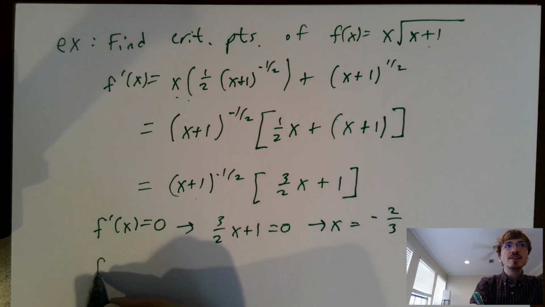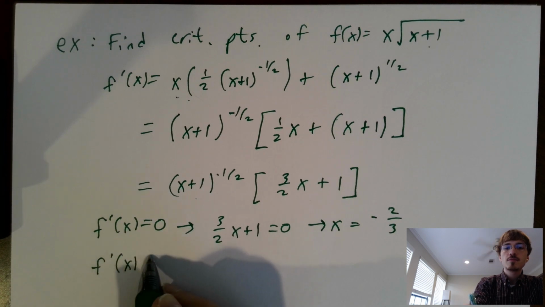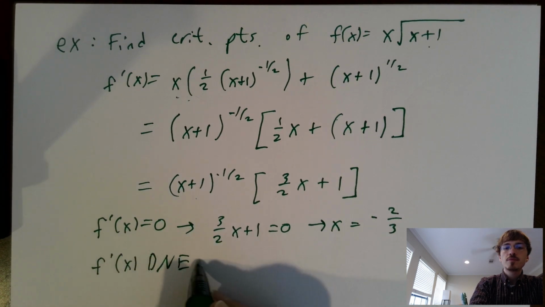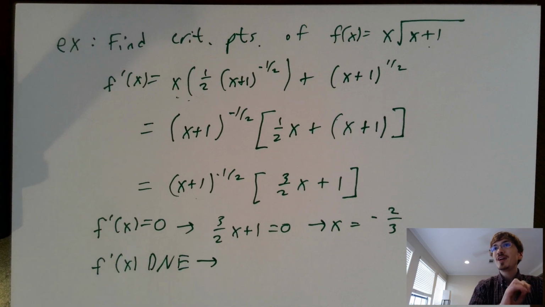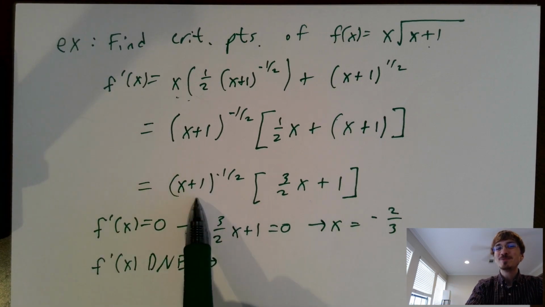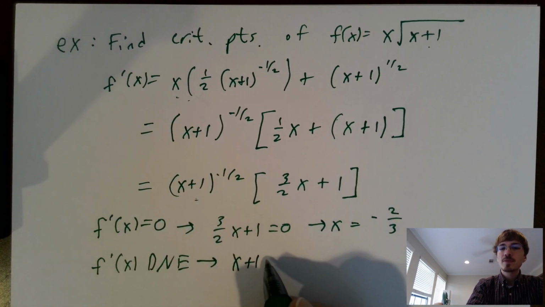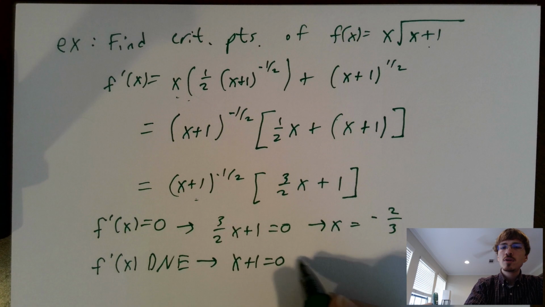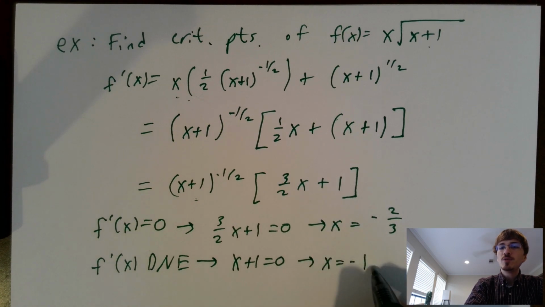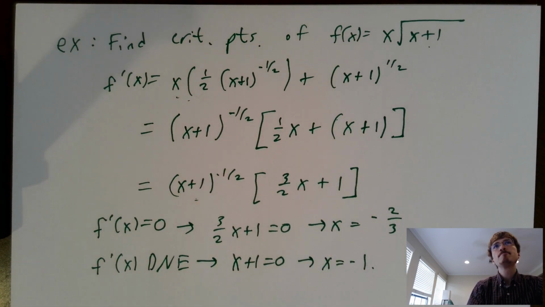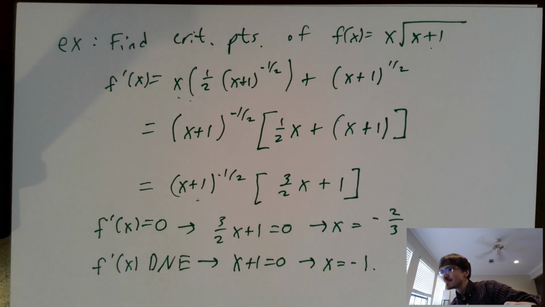Where does the derivative not exist? It doesn't exist wherever we have division by 0, right? So where do we get division by 0? That's where this quantity, x plus 1, equals 0, which is, of course, where x is equal to negative 1. Cool. And these are our two critical points. That's nice and easy, right? Let's talk about another idea.